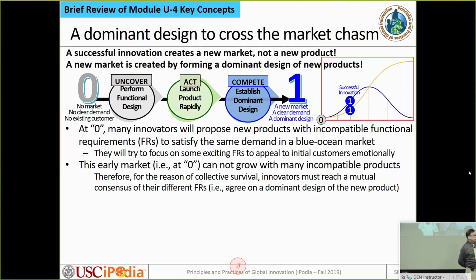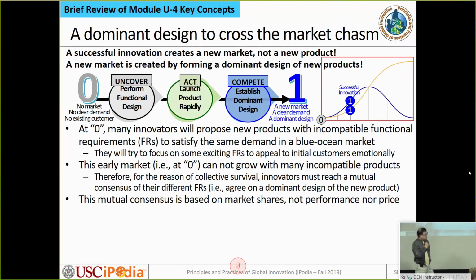And then, for the reason of collective survival, in other words, if you keep doing that, eventually the market dies. Everybody dies. So for the reason of collective survival, innovators will arrive at a mutual consent. The consent is not about how to make the product. The consent is not about what the performance or price of the product should be. Rather, the consent is about what should be a typical set of functions that this product should offer. That is the dominant design, okay? So once you have that dominant design, people can offer their products according to that same standard. As a result, they can start to compete on performance and price, okay?